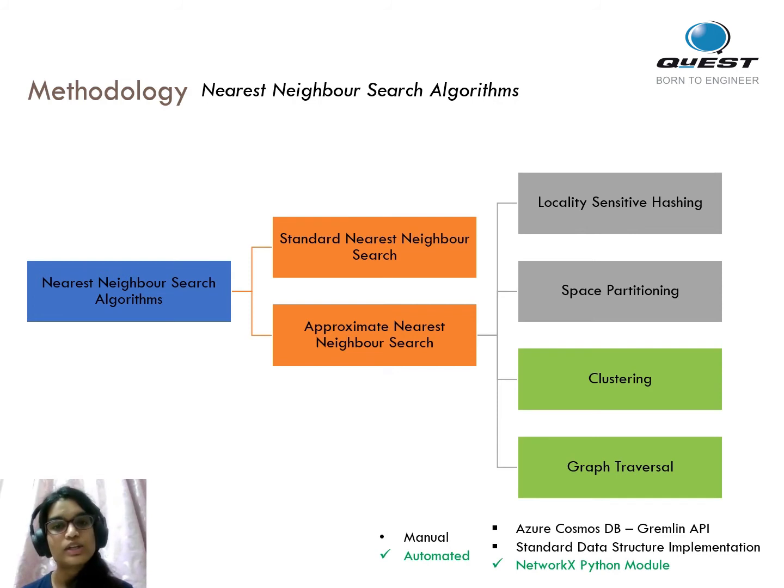And then we tried looking into the standard data structure implementation, but this had the issue of memory leak. So we tried going with the NetworkX Python module, which is a very good module in Python for creating and managing graphs. We also went with the automated graphical approach because it's much better than the manual approach, which is very taxing, and we could also go a long way with the automated approach.